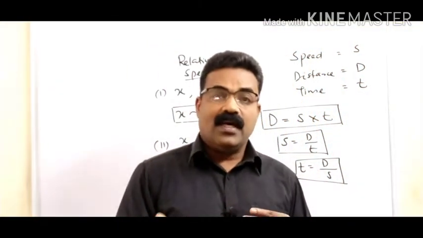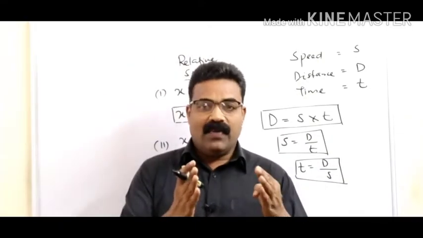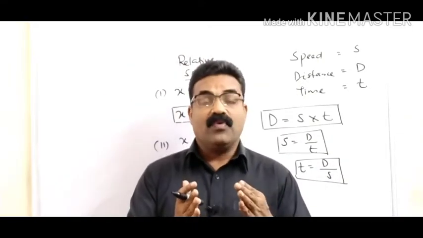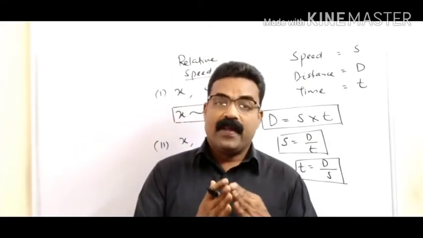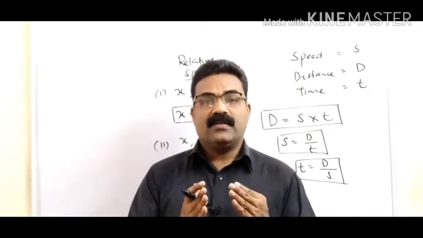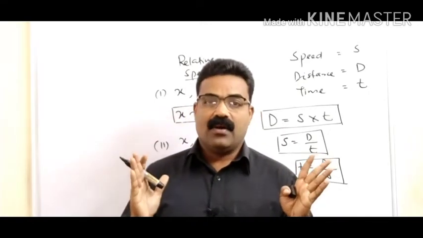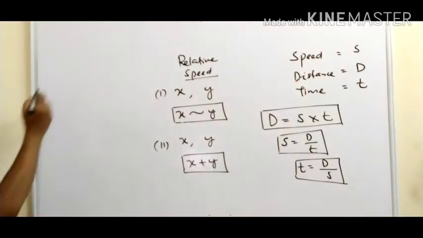So you understood what relative speed is. The concept of relative speed has two conditions: when they are moving in the opposite direction, we take the sum, and when they are moving in the same direction, we take the difference. Okay, that's it. And the third parameter is conversion.